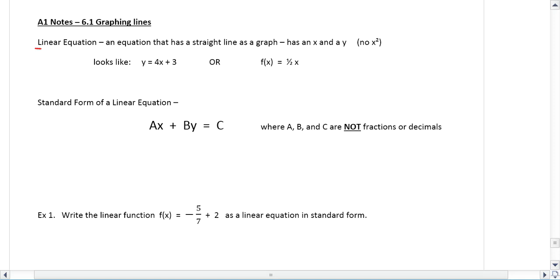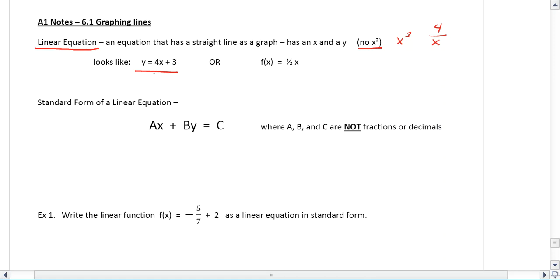First definition is a linear equation. This is an equation that has a straight line as a graph. A linear equation usually has an x and a y in it, but you'll notice there isn't an x squared, there's no x to the third. We're not dividing by x, nothing like that. A linear equation could look like this, y equals 4x plus 3.